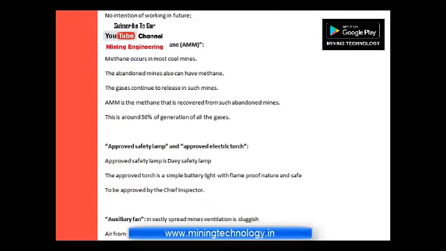So at the stage of formation of the coal, the methane is formed in the coal. Methane is very dangerous. It must be identified by using specified instruments.